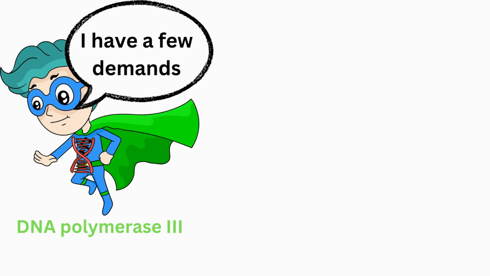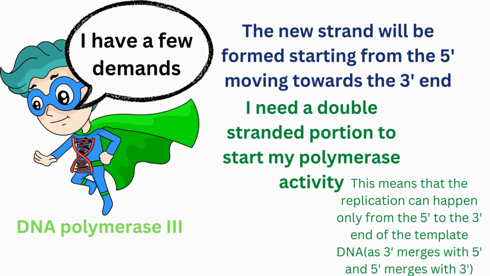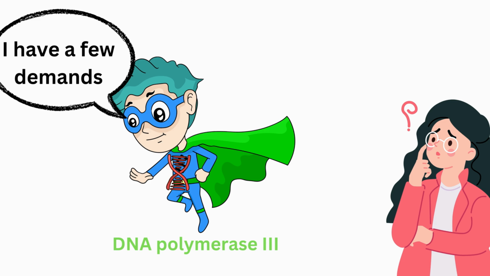Some of the demands of this enzyme is that it's going to form the new strand from the 5' end to the 3' end. The second important factor that it requires is that it needs a small double-stranded portion in order to initiate its DNA replication. Giving it this double-stranded portion seems a little bit difficult because we've just used special enzymes which are helicase enzymes to split open this part of DNA which we want it to replicate.